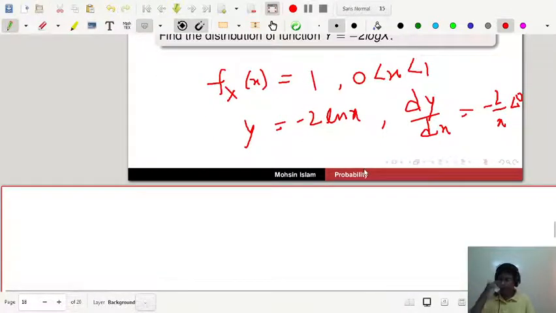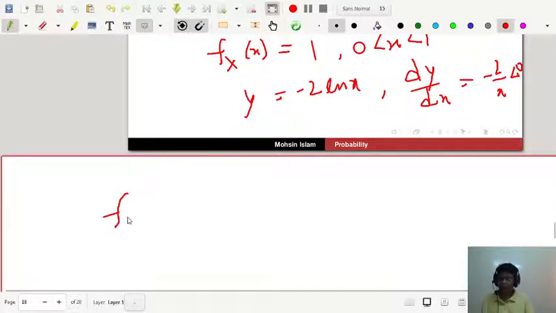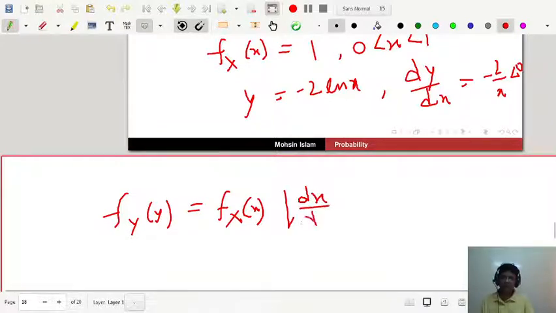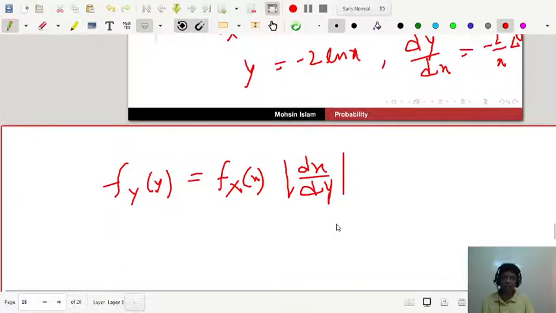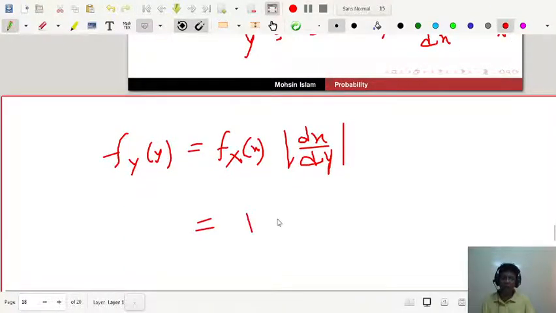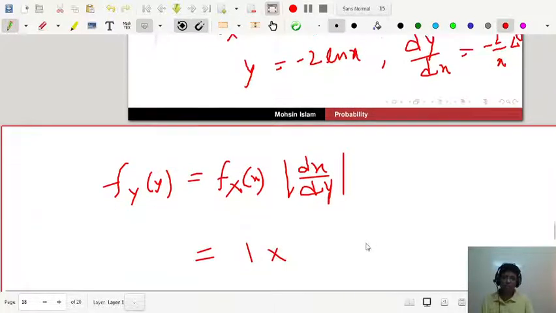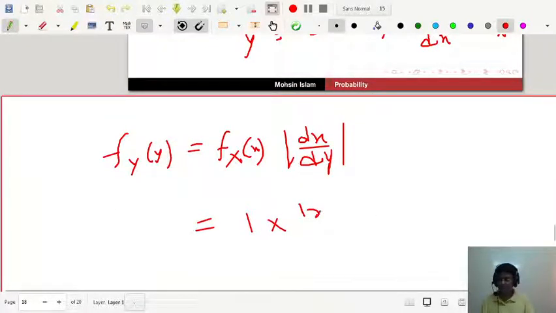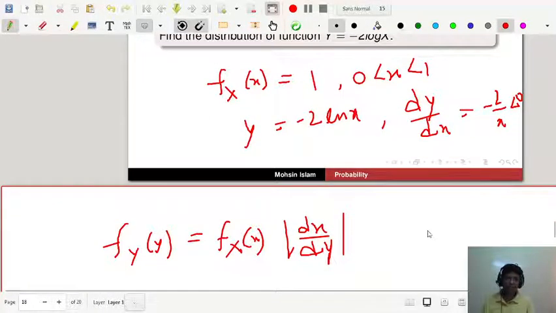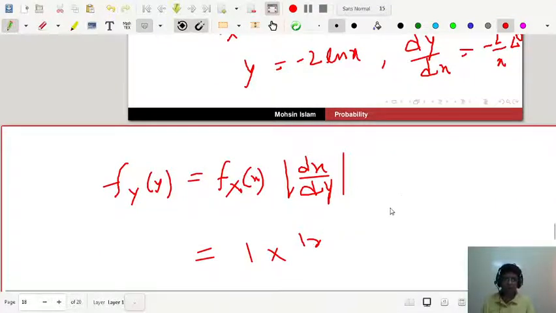Okay, so this is your dy/dx. So we can write f_Y(y), the probability differential of y, equal to f_X(x) using the transformation formula times |dx/dy|. This is equal to f_X(x), which is 1, into |dx/dy|, which will be |x|. Your dy/dx will be 2|x|, so dx/dy is 1 by 2|x|.